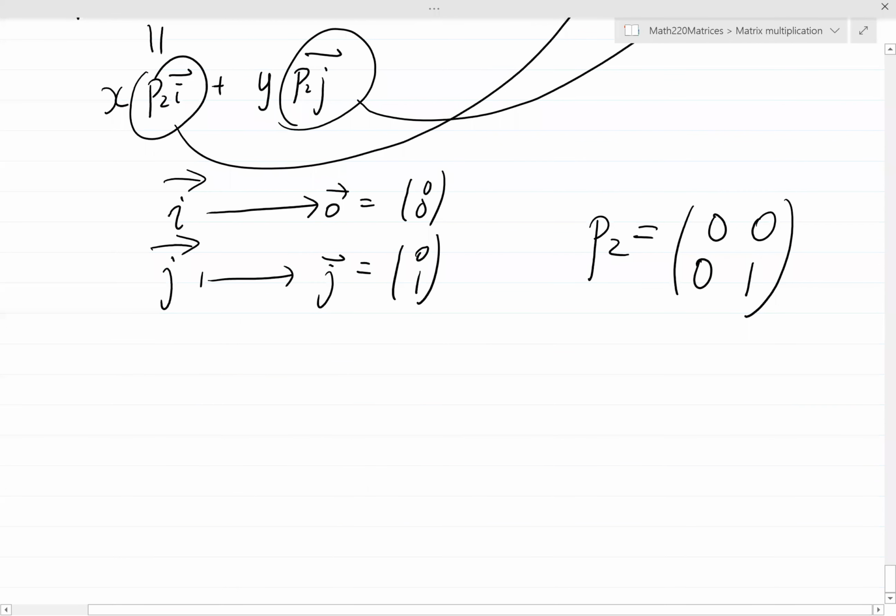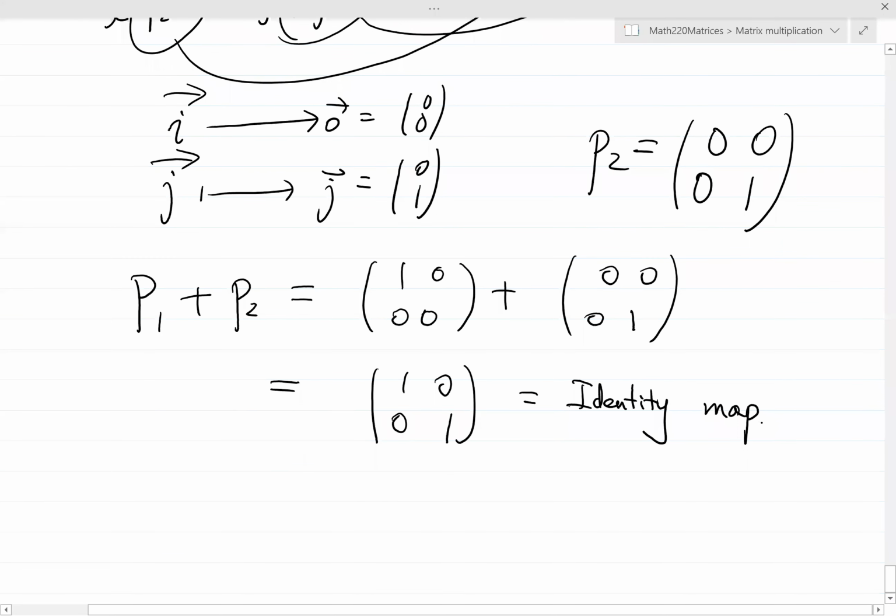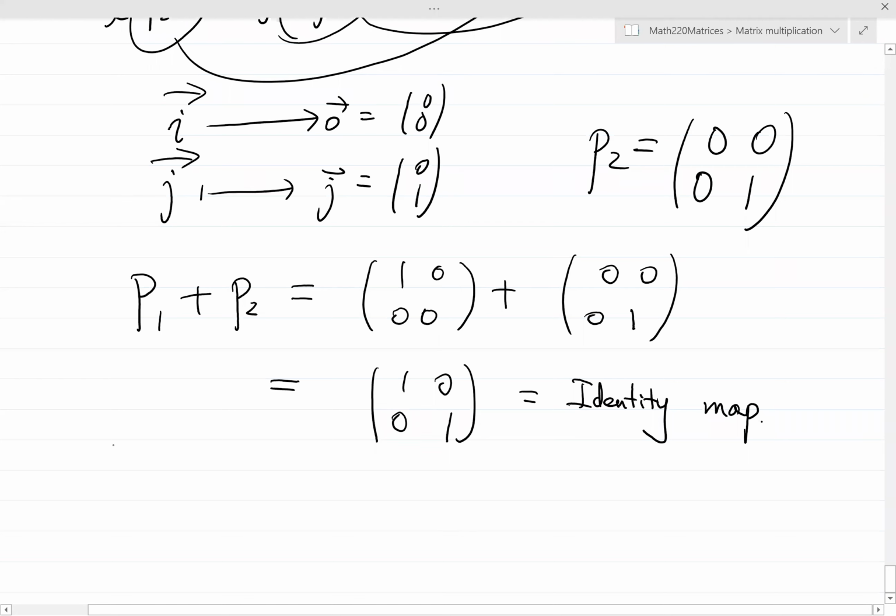Now, what is P1 plus P2? P1 plus P2 is (1, 0, 0, 0) plus (0, 0, 0, 1), which is the identity matrix, the identity map. Here it's degree 2. This is called the completeness relation. You add all the projections together, you should get the identity.